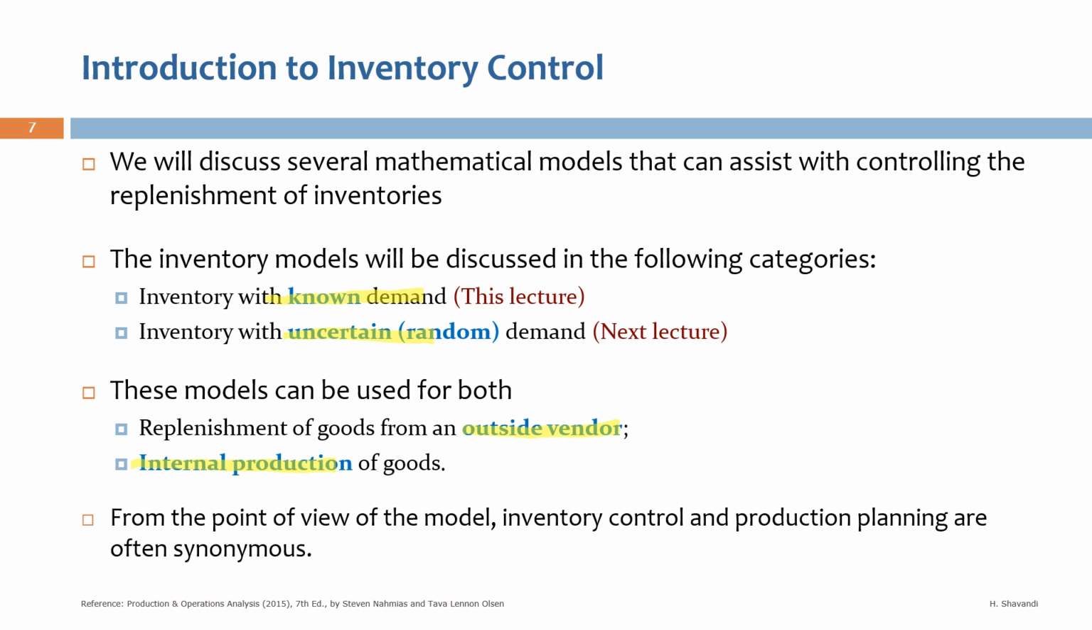In a manufacturing environment, inventory control can also be considered as production planning. These two are synonyms in a manufacturing environment. So if you see somewhere that they refer to production planning, it's also the inventory control problem. There is no difference between these two in a manufacturing environment.